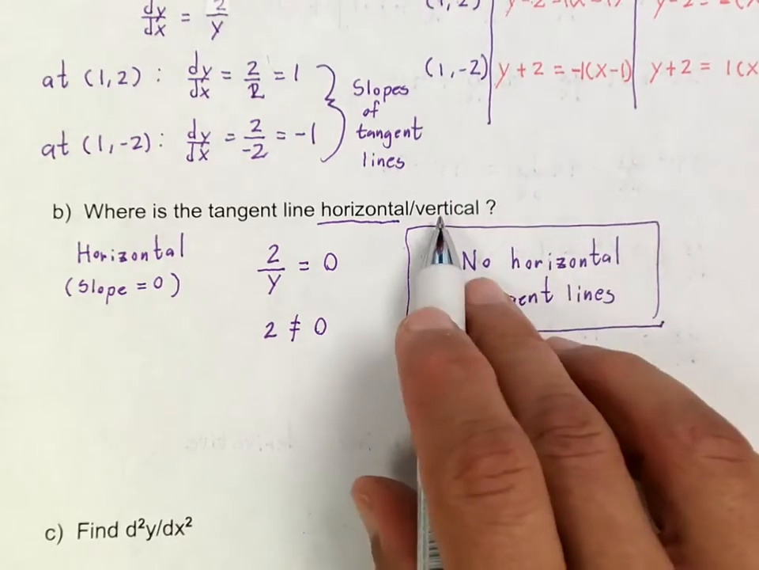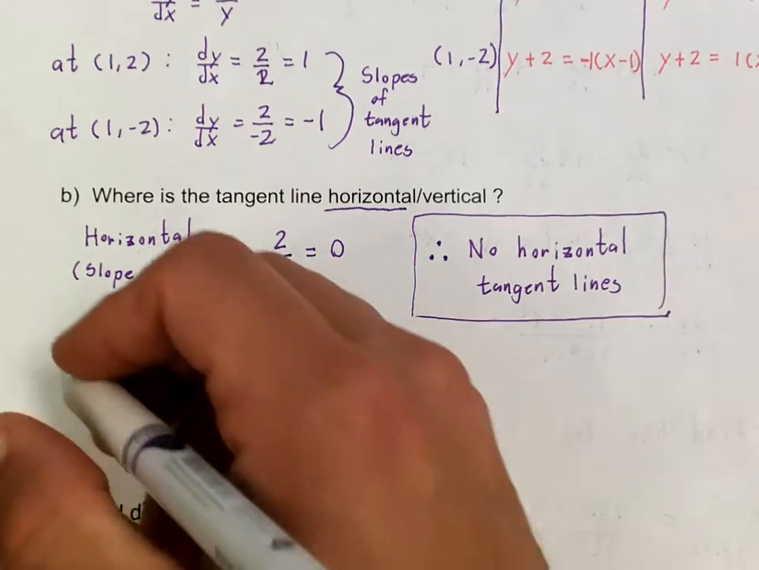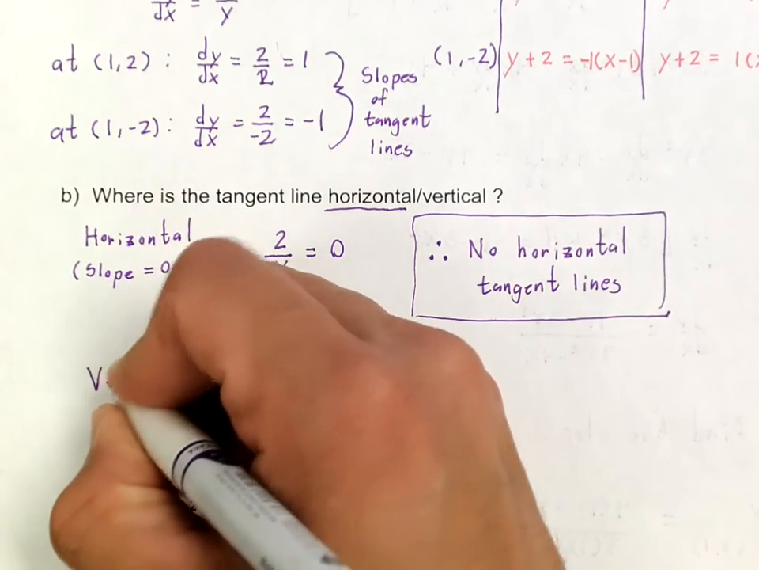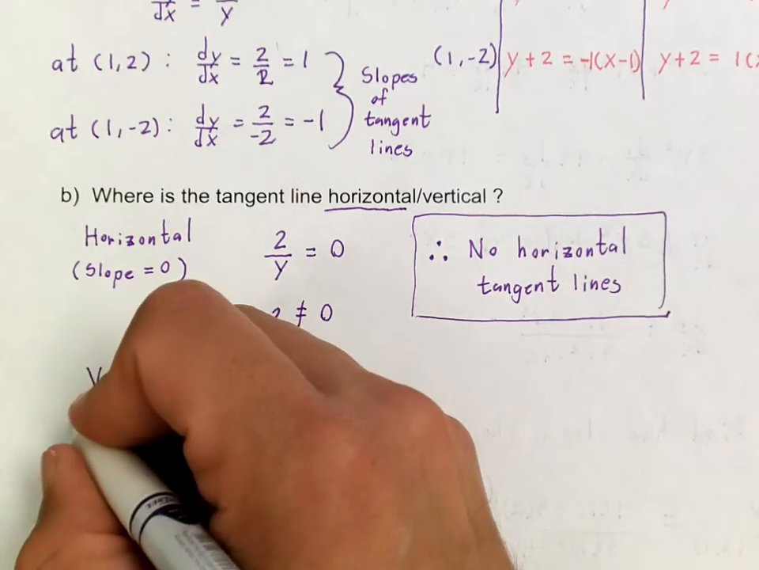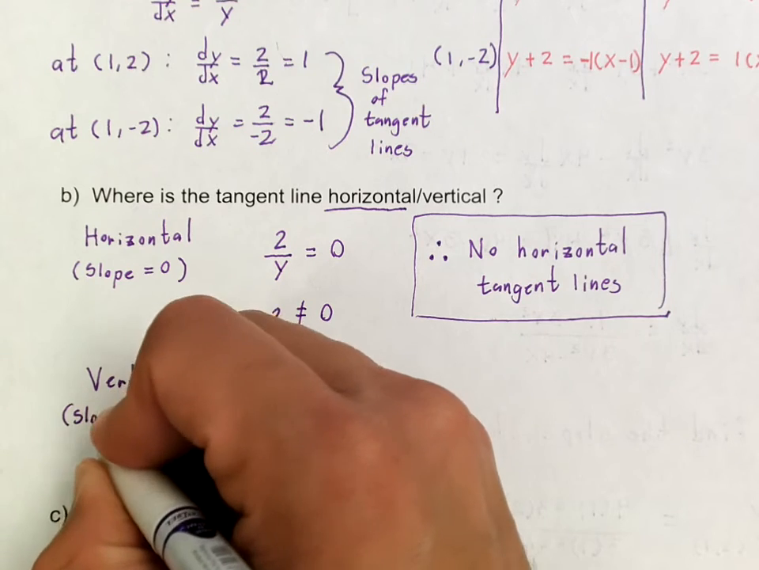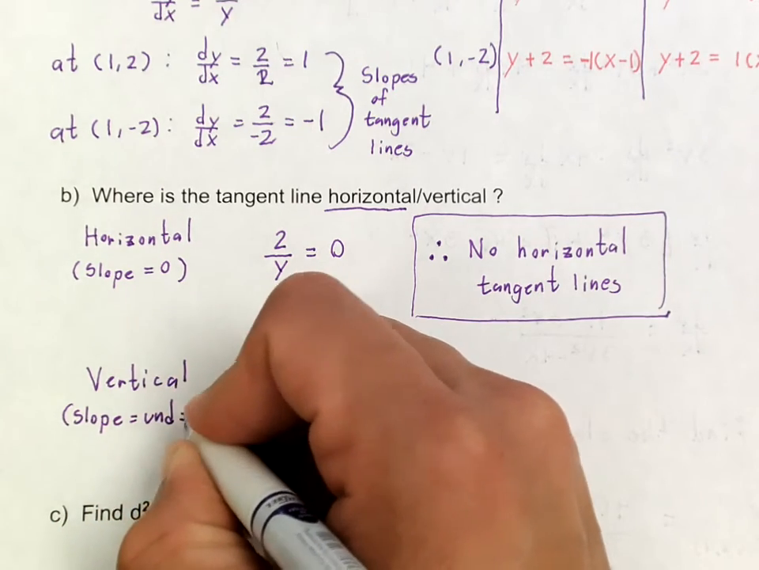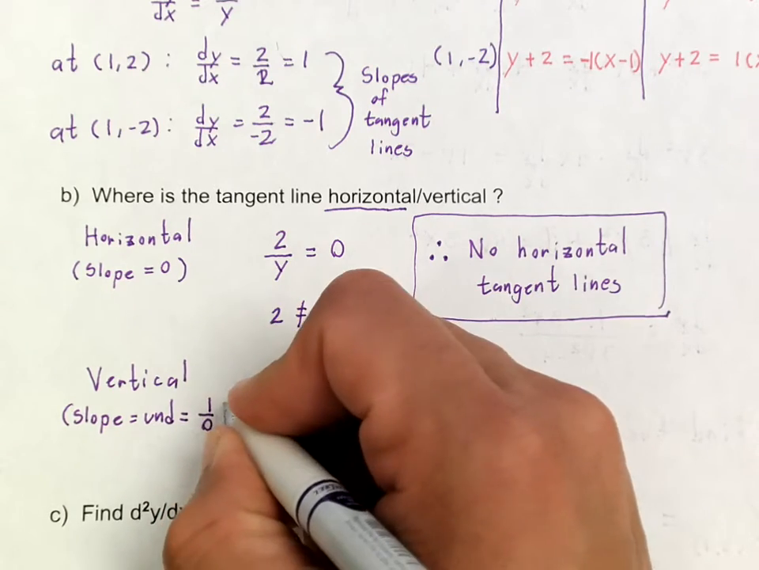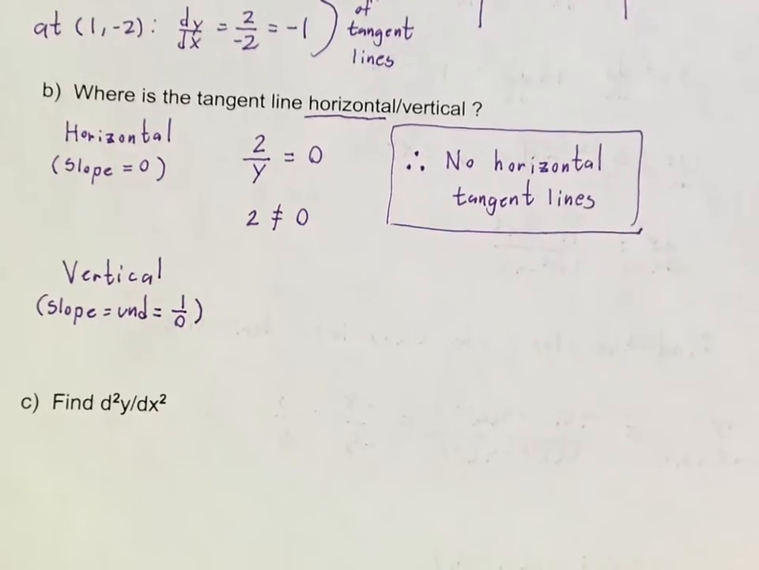All right, now for the vertical, that might be a little bit more difficult to understand. However, I know that for a vertical tangent line, the slope is undefined. Right? However, I can say that an undefined slope can be written as 1 over 0. So I can write that as 1 over 0 if I like.